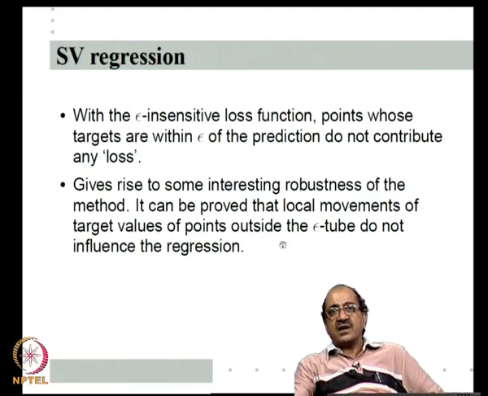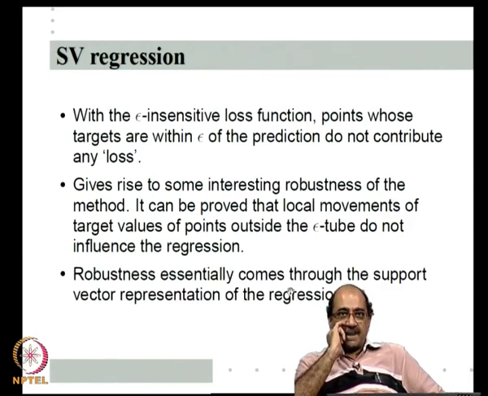We can show that if you move targets outside this, that does not much influence the regression. So, robustness comes through this support vector representation of the regression. Okay. All right.